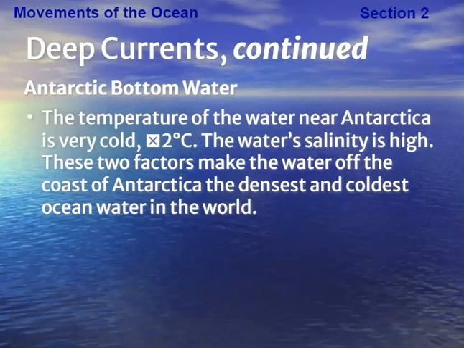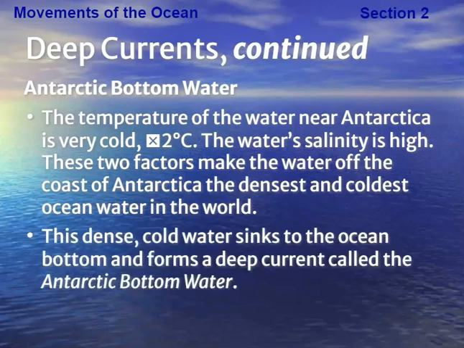We call this the Antarctic bottom water. So the temperature of the water near Antarctica, it's really cold. That's supposed to say -2 degrees Celsius. So we're below freezing. And the reason that it can get that cold is because of the salt content. So the water salinity is extremely high, allowing that water to get below freezing. And so it makes it the densest and coldest water on our planet. This is the Antarctic bottom water.